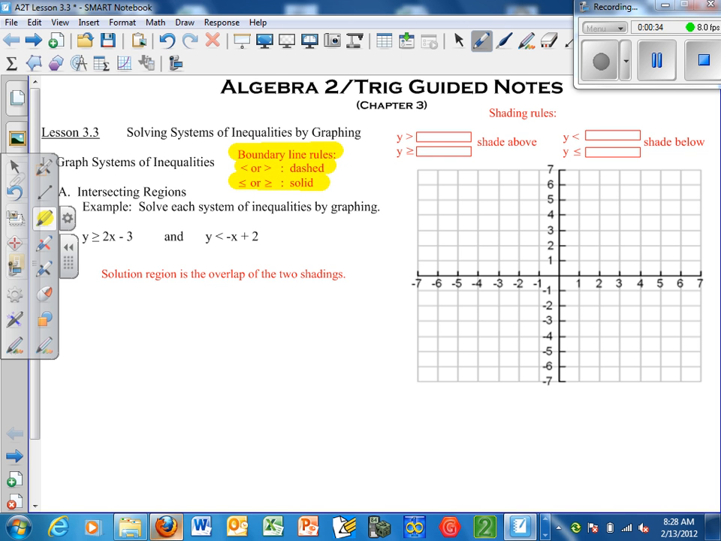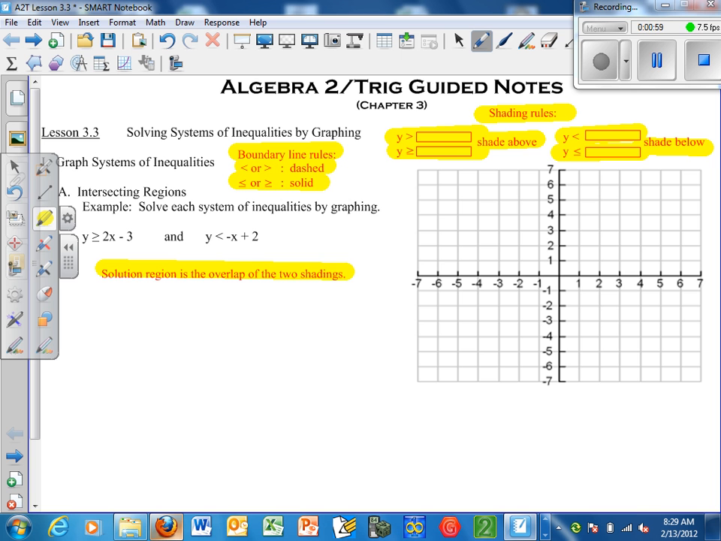Here are our shading rules, reviewing these. If y is greater than or equal to, so the y side is bigger, we shade above. If the side with x is bigger, or in other words, y is less than or equal to, we shade below the region.